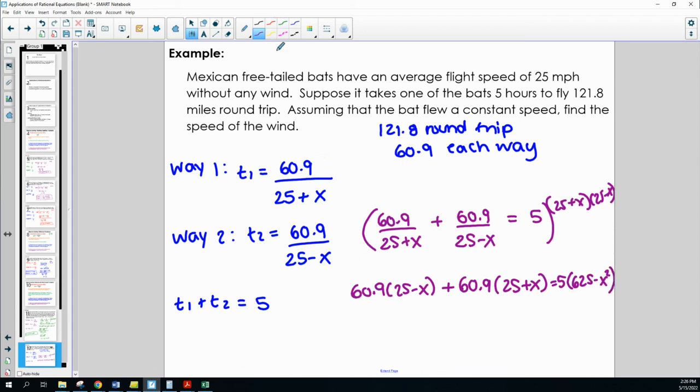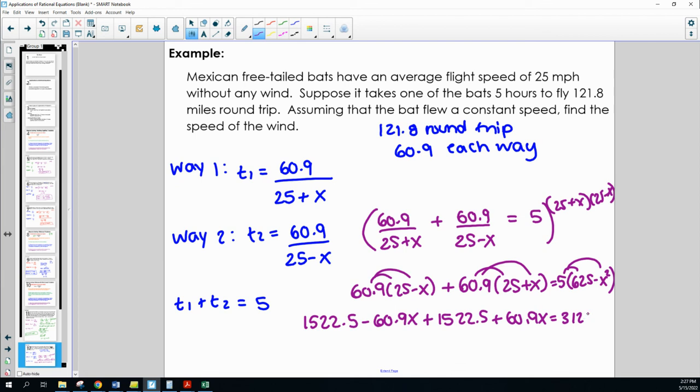Okay, so this looks, again, not great, but let's go ahead and distribute. And we're also going to distribute that 5. So here, we have 1,522.5, which is 60.9 times 25, minus 60.9x, plus another one of those 1,522.5. So remember, the numbers should be the same. And here we have plus 60.9x. And again, these should be the same, and they'll cancel out those x terms. And then if I distribute the 5, this is going to give me 3,125 minus 5x squared. So here, the 60.9 x's are going to cancel out.